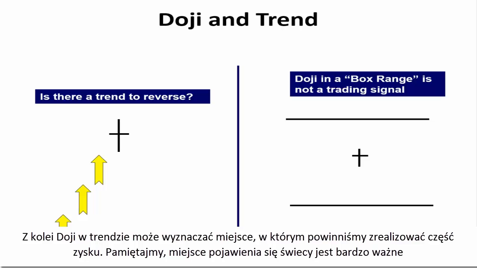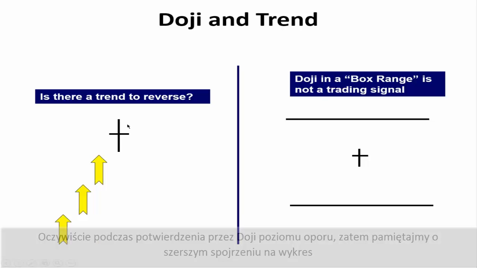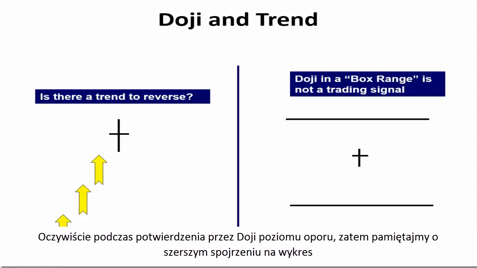And then again, with the candles in context, where would you be more aggressive, if you have a doji like this or a doji confirming a resistance area? Obviously, if the doji confirms a resistance area. And so the thrust of this part of the seminar is always look at the candlesticks, but view them in the context of the overall market.